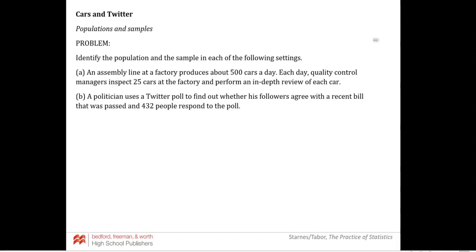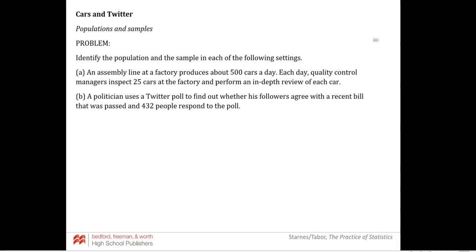Okay, a politician uses a Twitter poll to find out whether his followers agree with a recent bill that was passed, and 432 respond to this bill. So the poll, voluntary response is the name of that type of poll. So who is this person polling? Well, only his Twitter followers, right? So that would be the population. All of these politician's Twitter followers are the population, but only the people who respond are the sample. So in this case, 432.